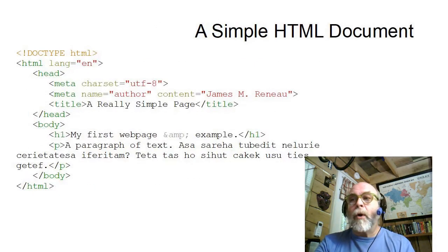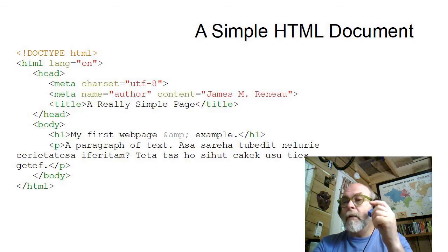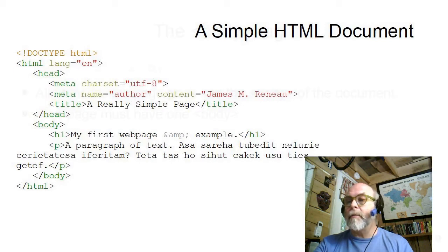I've thrown a lot at you, so I want to go back to the original document, and you can see the doc type, the HTML beginning and end. You can see the head beginning and end. You can see the two metas, and you can see the title. And now we're going to jump into the body and what's inside the body of this HTML document.